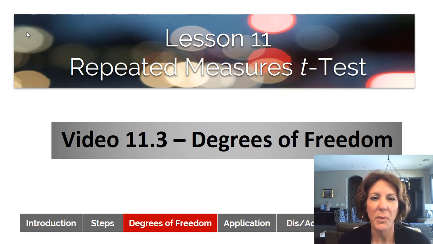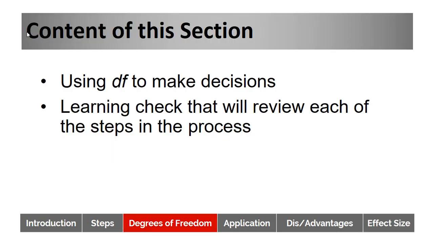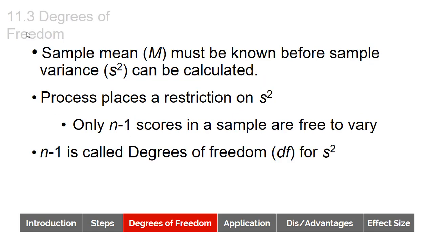In this video, I'm going to speak with you about degrees of freedom when we're doing a repeated measures t-test. Degrees of freedom are going to help us to find our critical t-value in the t-distribution table. So we're going to talk about how we use degrees of freedom to make decisions, and we'll do a learning check that's going to review each step.